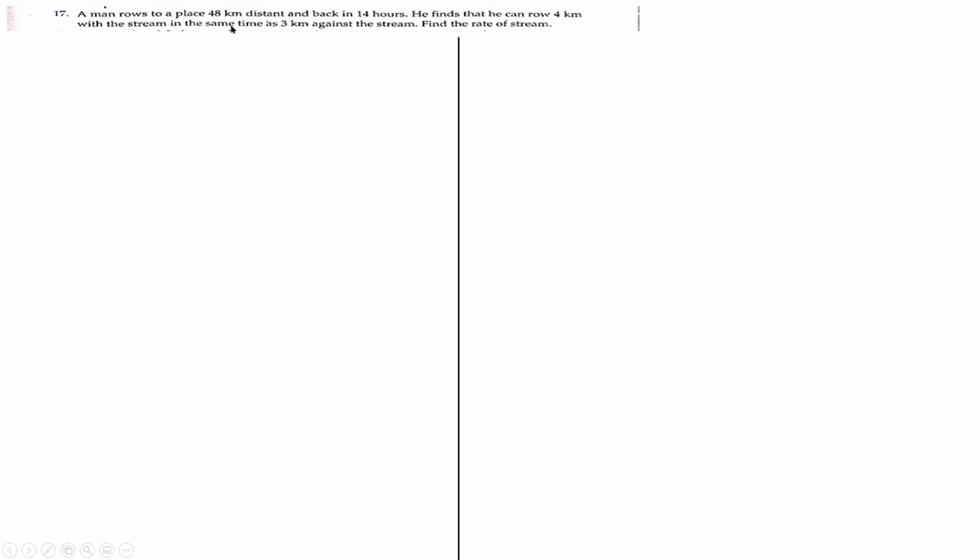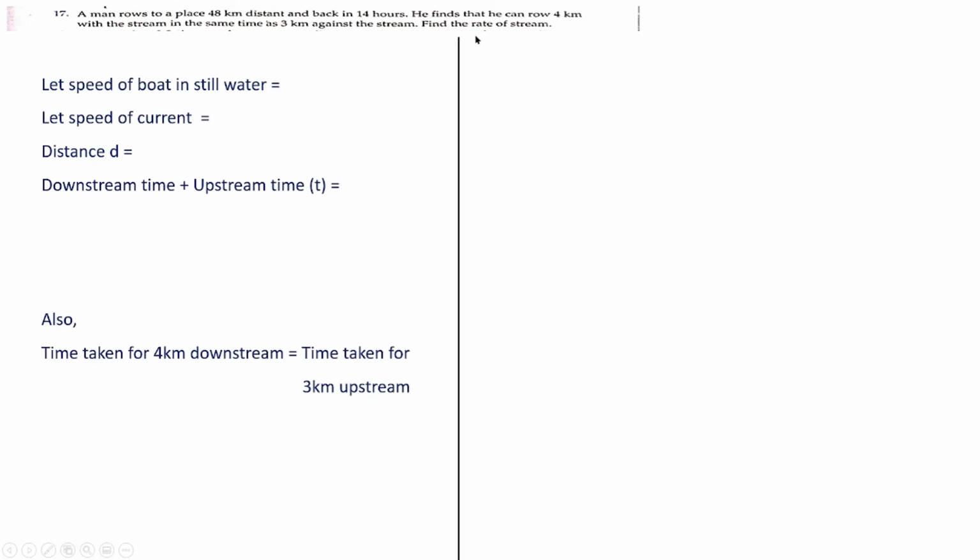So here the time taken to travel 48 km upstream and downstream is 14 hours, that is given. And then it is given the time taken to row 4 km with the stream and 3 km against the stream is the same. We need to find the rate of stream. So let us take the speed of the boat in still water as x, the speed of current as y. In this first case, the distance d is 48 km. Here the total time, the downstream time plus the upstream time, is 14 hours.